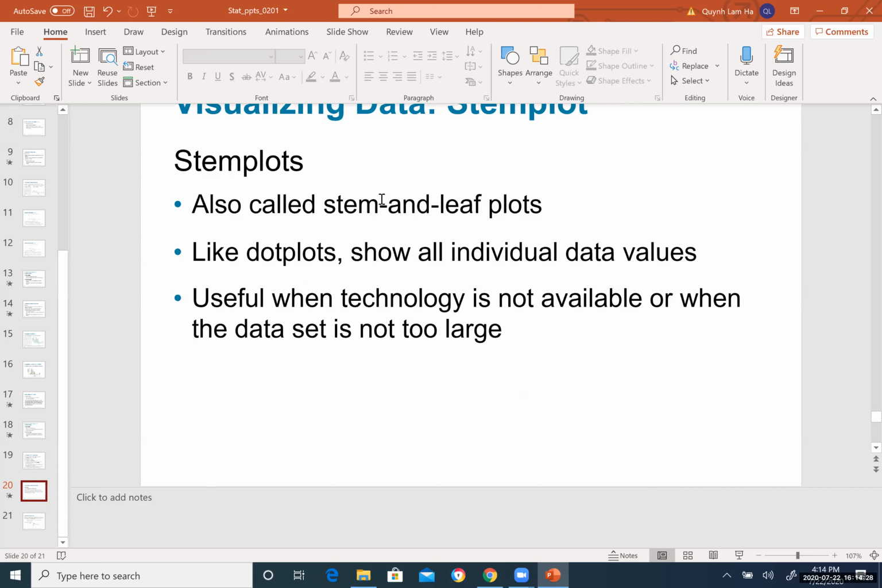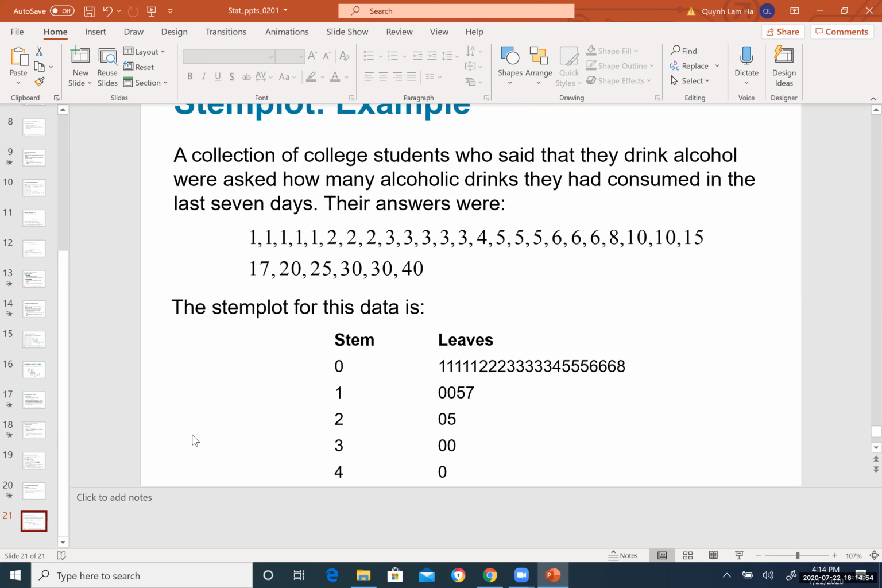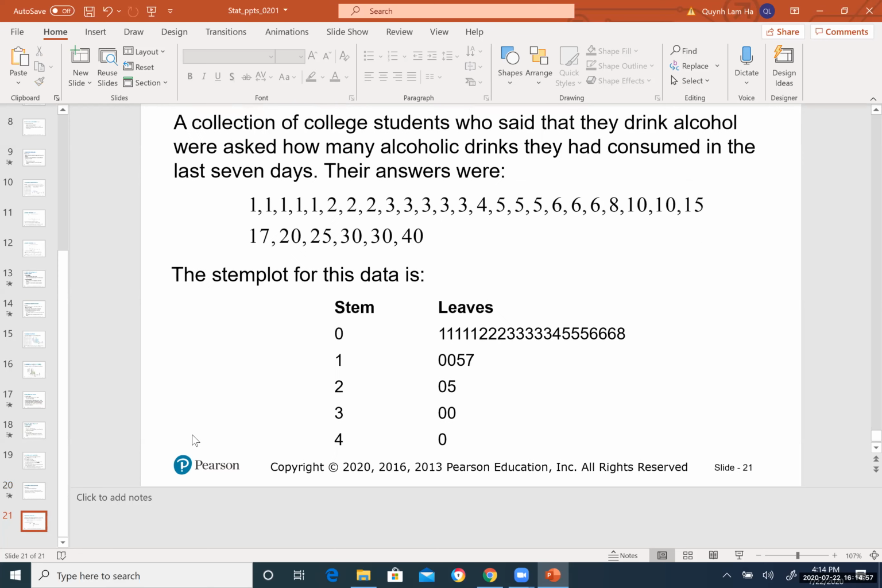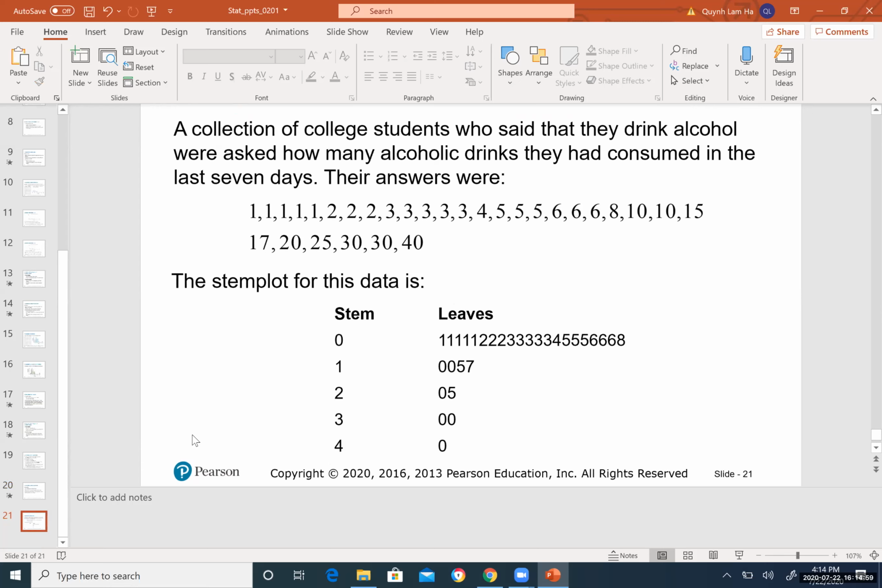For stem plots, also called stem and leaf plots. Other textbooks call it this name, and anyway, it's the same thing. A stem plot is like a dot plot and shows all individual data values, and it's useful when technology is not available or when the data set is not too large. People do not use stem plots frequently, usually they use histograms. But anyway, you should know this too, and I will teach you how to read this.